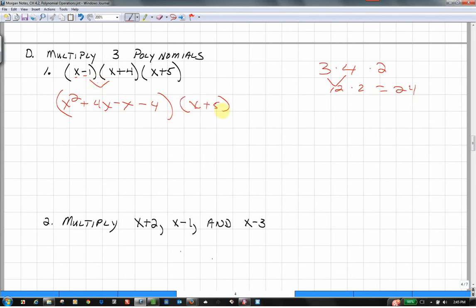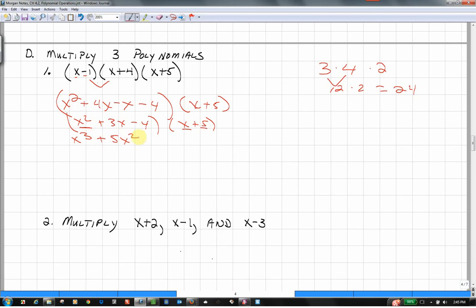Let's simplify this. So that's x squared. I have a plus 4x minus x. It's plus 3x minus 4. Okay, now we're going to do the multiplication like we just did. Every term in this first factor will multiply by every term in the last one. So I have x squared times x. X squared times 5.